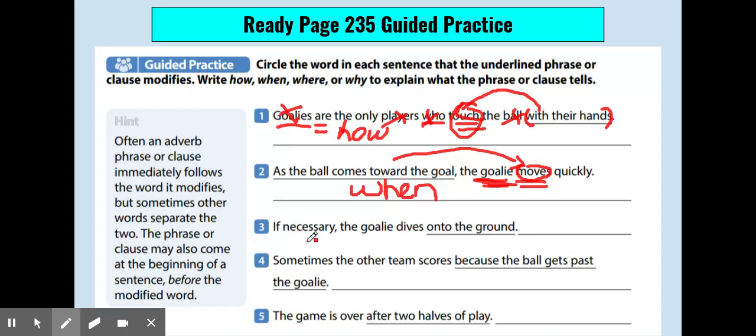Number 3, if necessary, the goalie dives onto the ground. The goalie, what does he do? He dives onto the ground. But this is asking us where he dives, and he dives onto the ground. Woohoo! Where?